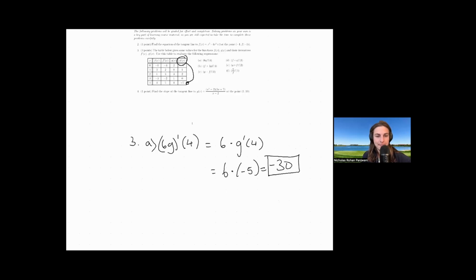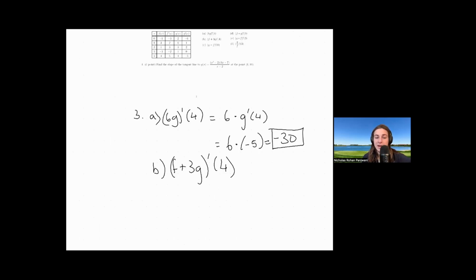B. Now we have f plus 3g prime of 4. So that's equal to, now we have not only the constant multiple law, but we have this sum law. So this is equal to f prime of 4 plus 3 times g prime of 4.